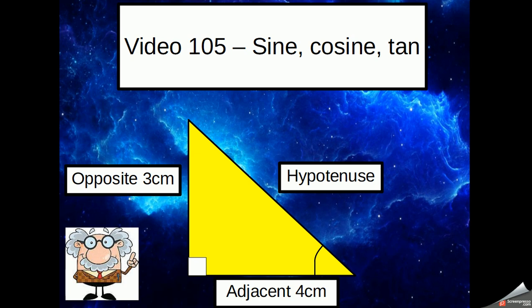So in this example, to illustrate how we use sine, cosine and tan, we have given the measurements. The opposite is 3 centimeters and the adjacent is 4 centimeters. And if you remember, we actually looked at this example in Pythagoras' theorem, where we knew the hypotenuse had to be 5 centimeters because 3 squared plus 4 squared, 9 plus 16, is 5 squared, 25, as Pythagoras' theorem tells us.